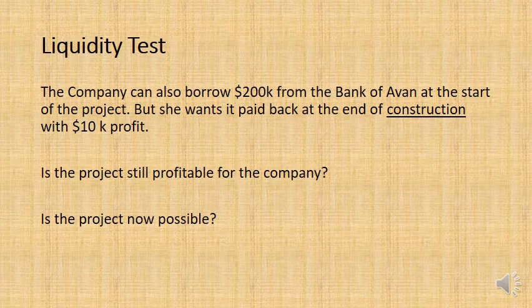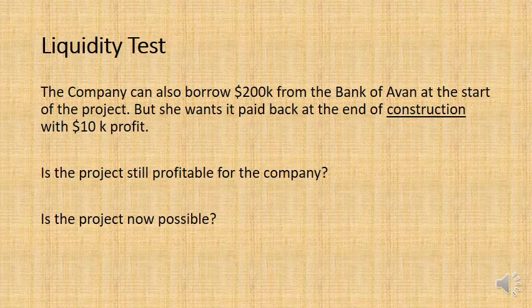So the Bank of Avan says, we will lend you $200,000. The Bank of Avan will give this to you at the start of the project. But when the project is at the end of the construction stage, remember, not the end of the project as a whole, she wants you to pay her back $200,000 plus $10,000 in profit. $210,000 you need to pay her at the end of the construction stage.